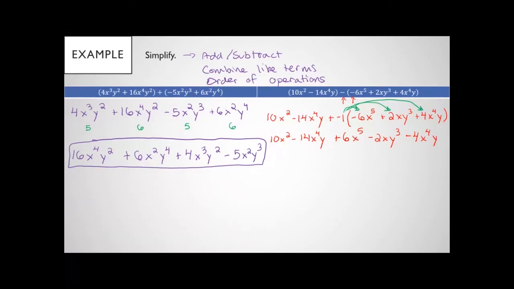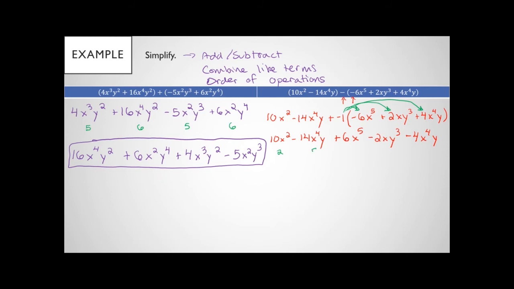So I've done the multiplication. Now we want to combine like terms, and we generally want highest degree first. So I'm going to write down the degree of each term. So 10x squared is degree 2, because it just has one variable, so it's just literally the exponent. The minus 14x to the 4th y is degree 5, and it's degree 5 because that y without an exponent is considered a 1. So 4 plus 1 gives you 5.